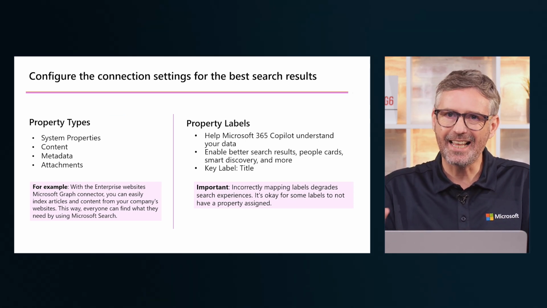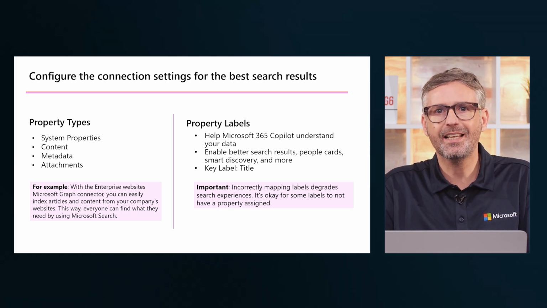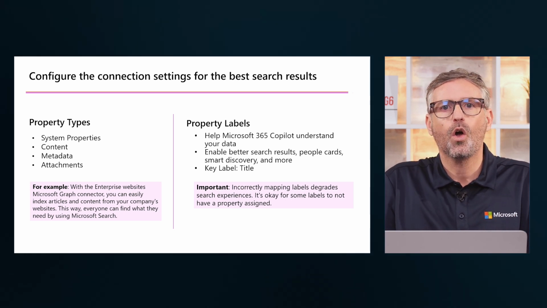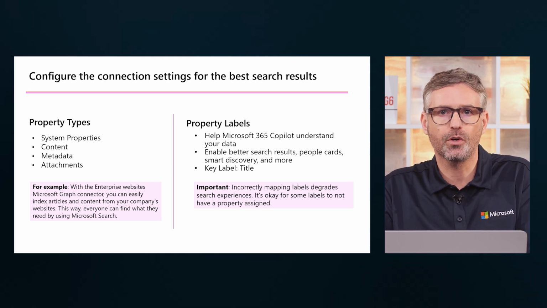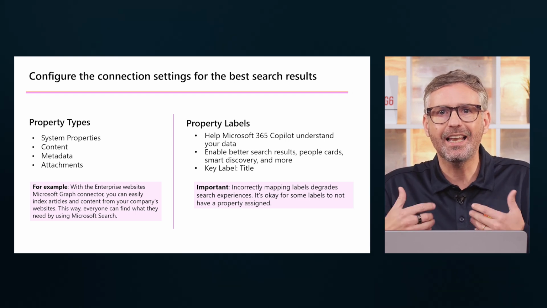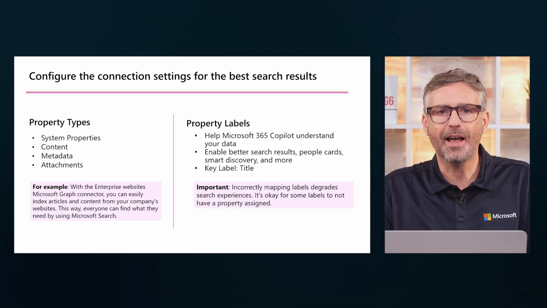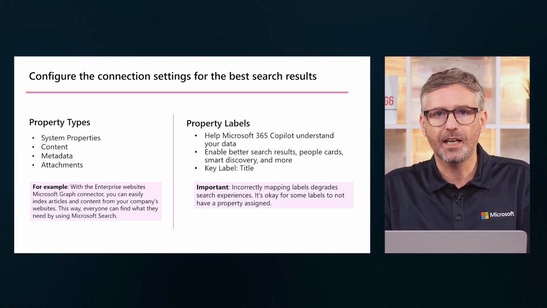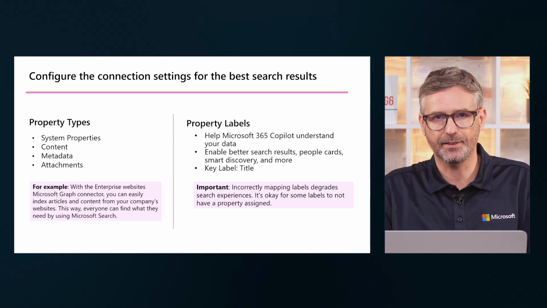Microsoft Search indexes various properties to enhance search capabilities. These include system properties like content IDs and URLs, content for full text search, metadata such as author and dates, and attachments linked to the main item. Assigning property labels helps Microsoft 365 Copilot understand your data, leading to better search results and smart discovery. The most important label here is title, which allows your connection to join the result cluster.